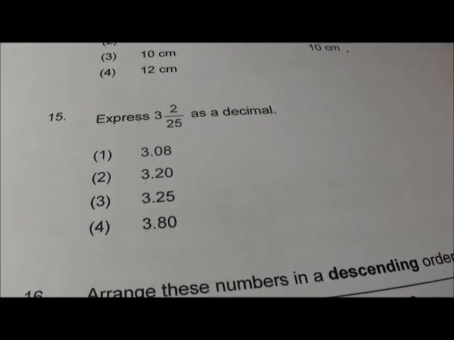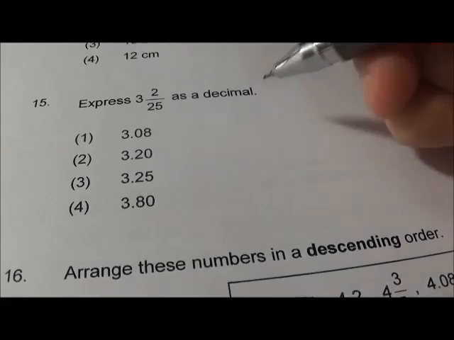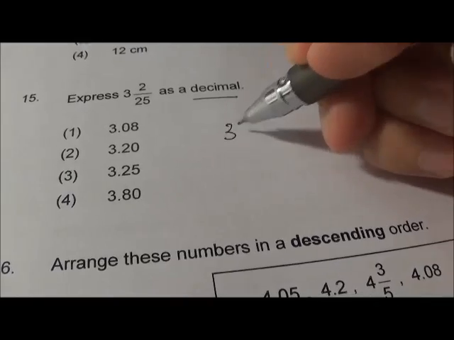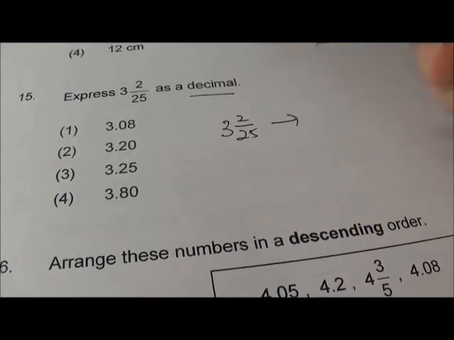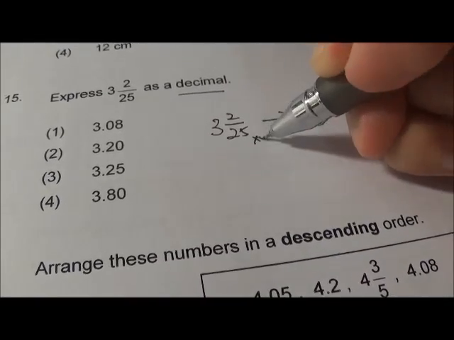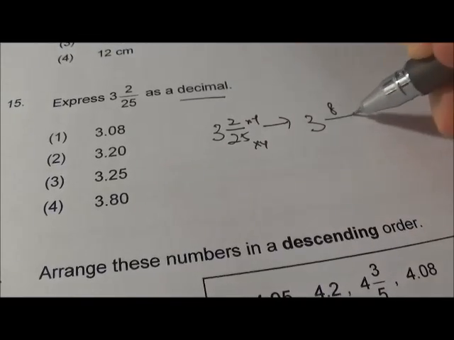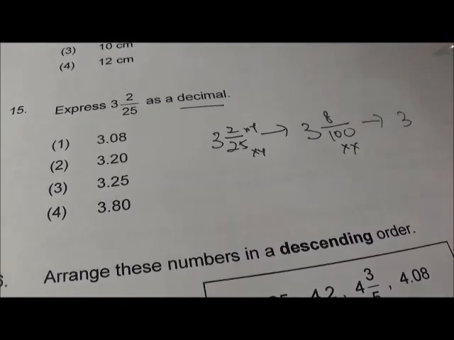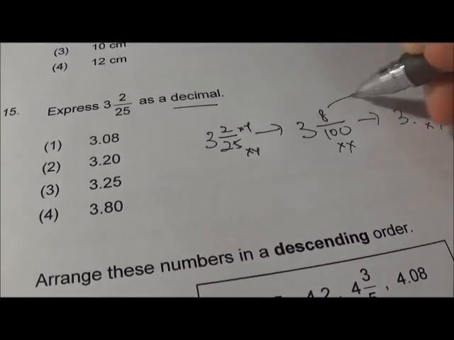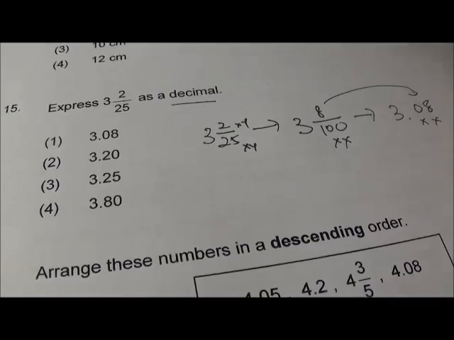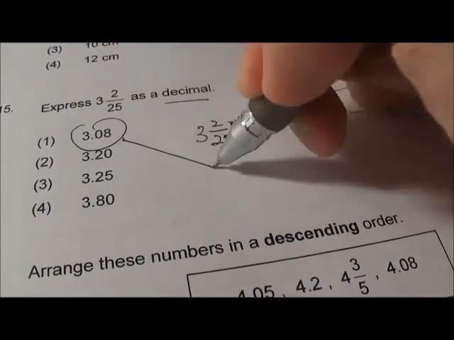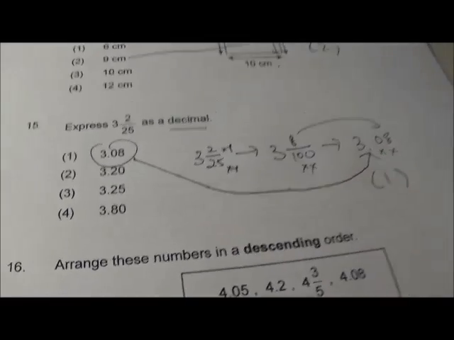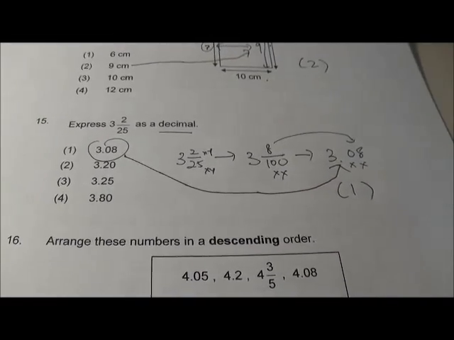Question 15. Express 3 and 2 over 25 as a decimal. Okay, remember when you change it to decimal, the base must be 10 or 100. So 3 and 2 over 25 is the same as 3 and 2 times 4 over 25 times 4, we get 8 over 100. Okay, 2 zeros means 2 decimal places. 8 bring over, 0.08, so 3.08. Okay, question 15, your answer is 1.